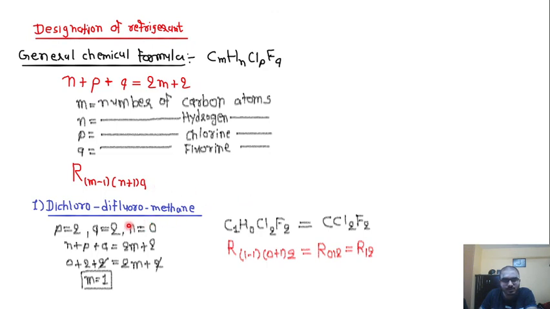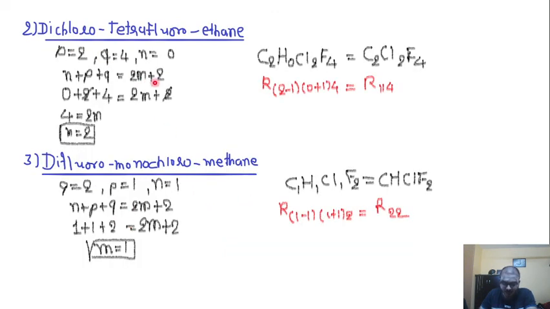We also discussed about 3 examples today, and now we are ending this lecture here, and in our next lecture we will discuss about the desirable properties of ideal refrigerant.